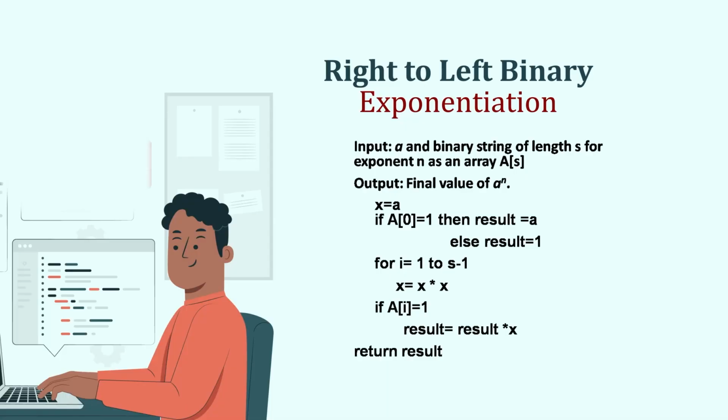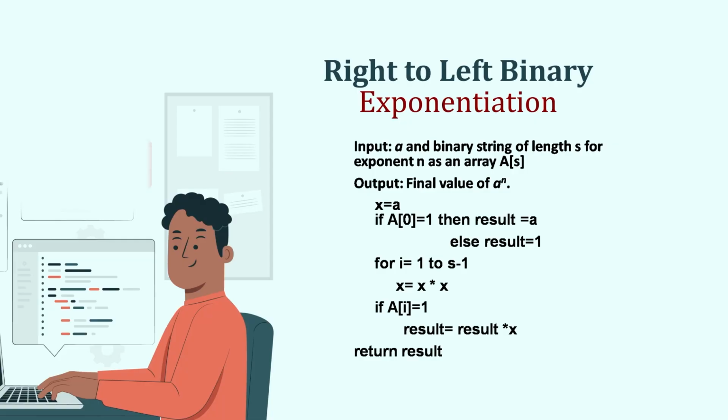Okay, and what we will be doing every time, first of all, we'll be squaring the value of x, right? So we started with x equals a. Now we will be making it a square. In the next iteration, it will become a to the power 4. In the next iteration, a to the power 8. Next iteration, a to the power 16, and so on and so forth, right?